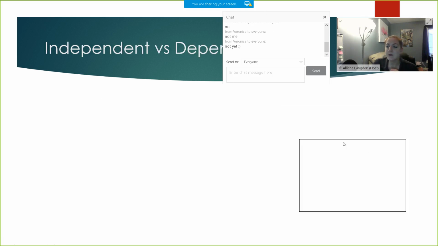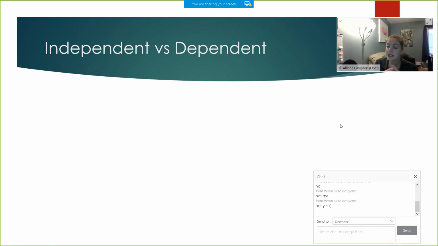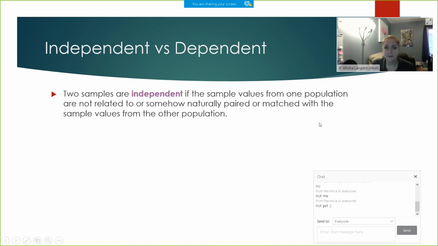Anyways, when we're talking about these 2 different samples, there are 2 types of samples: independent and dependent samples. Let's start with independent samples. Independent samples are when the sample values from one population are not related to or somehow naturally paired or matched with the sample values from other populations. Basically, independent means that you're not linking the 2 ideas. They're basically 2 different groups.